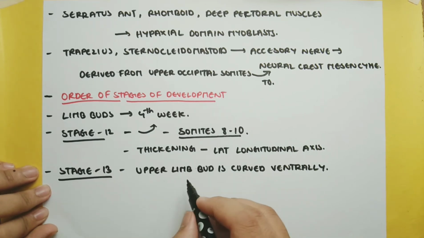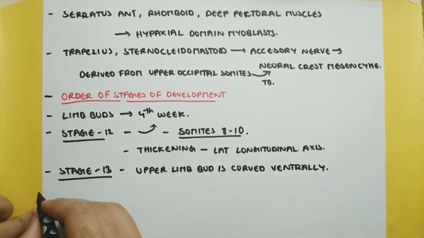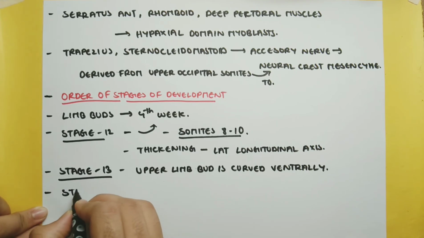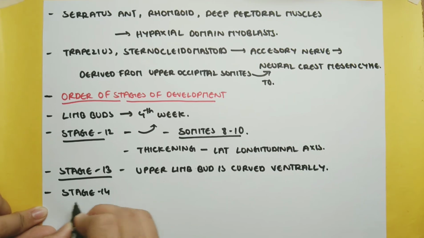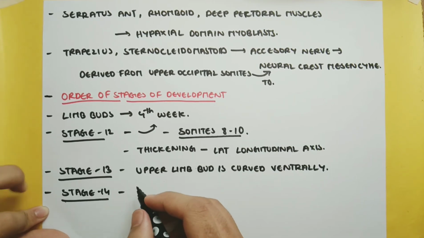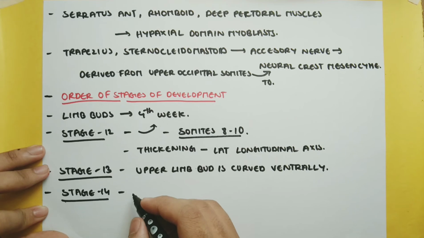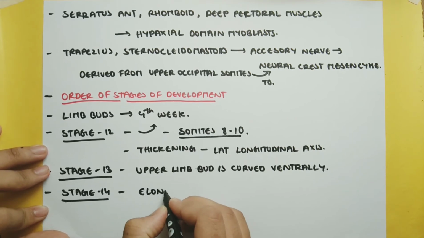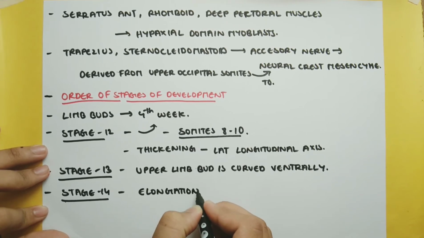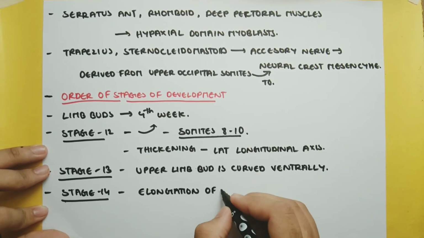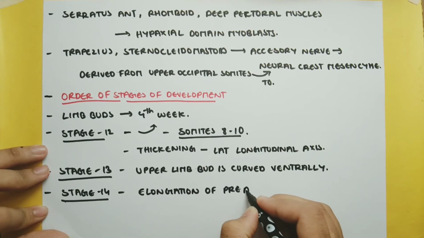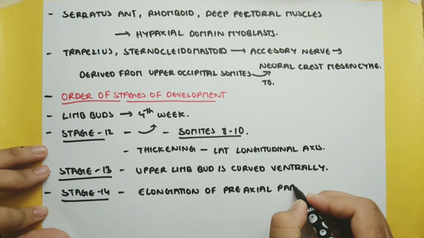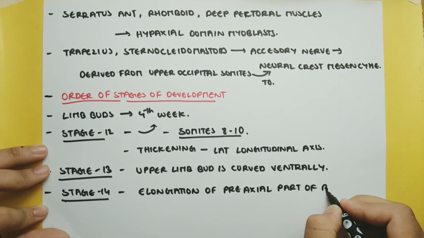In the stage 13, the upper limb bud is curved ventrally. Next comes the stage 14. In the stage 14, the elongation of preaxial part of bud takes place.